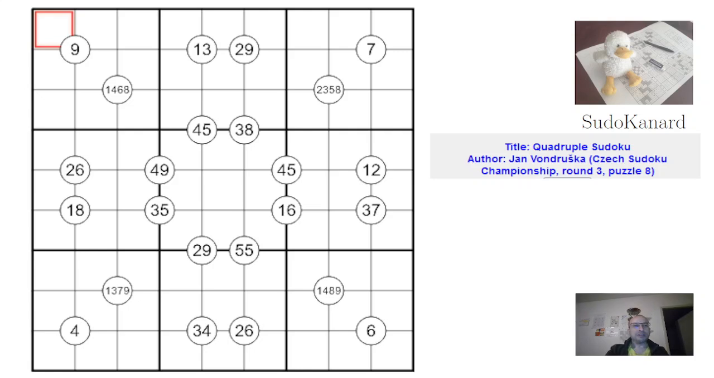So the special rule of quadruple Sudoku is that whenever you have digits in a circle, then those digits must appear in the four cells that are overlapped by the circle. So 1 and 3 must be somewhere here, 2 and 9 must be somewhere here. And this is a variant that I enjoy very much. And so let's start solving.